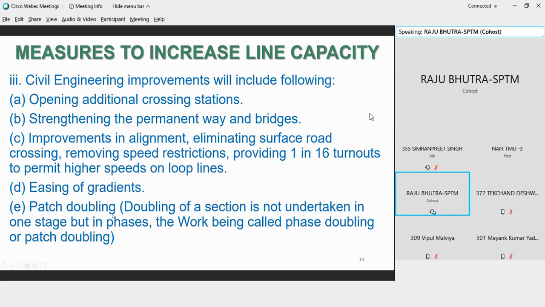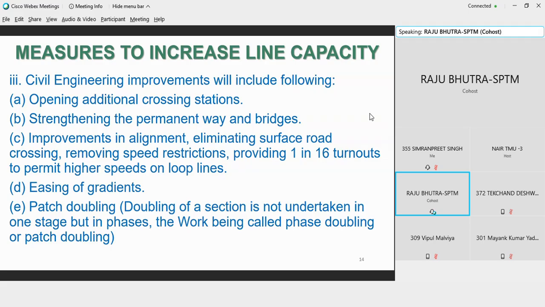Patch doubling can be done. Doubling of a section is not undertaken in one stage, but in phases. Generally, if we have to go for doubling of an entire section, we will not go for doubling in one go. We will go for patch doubling.